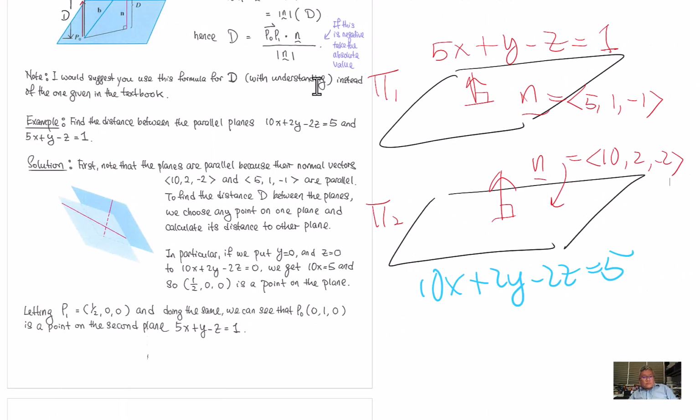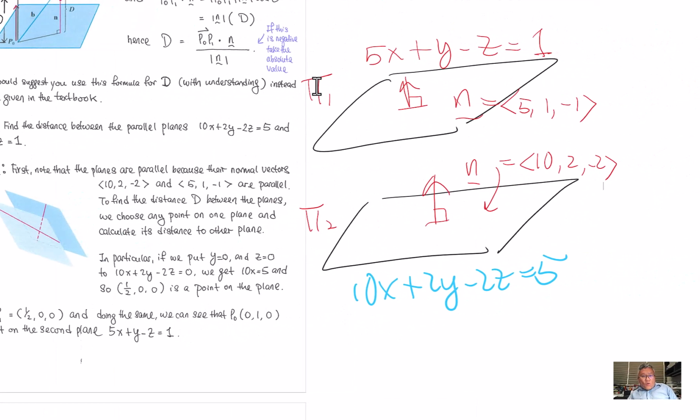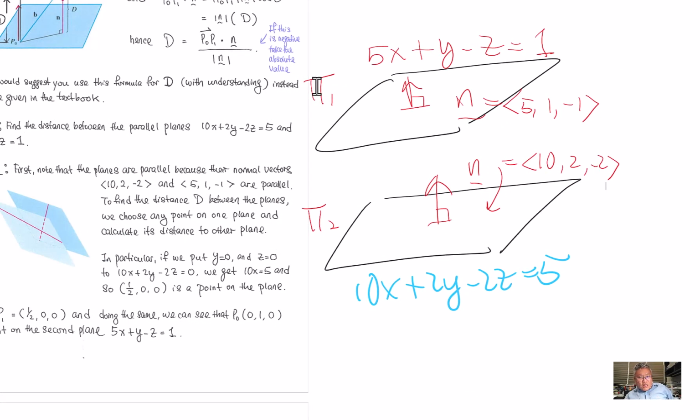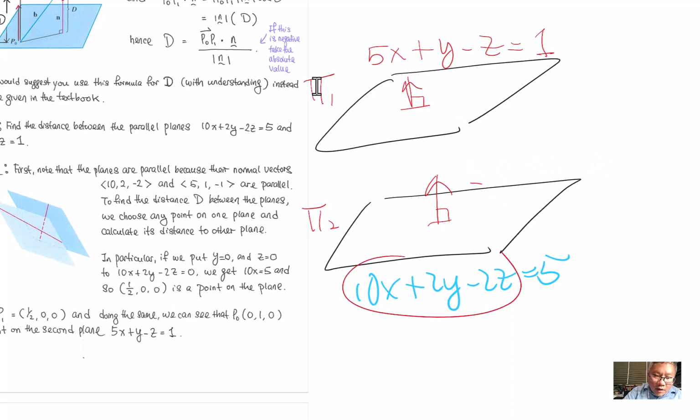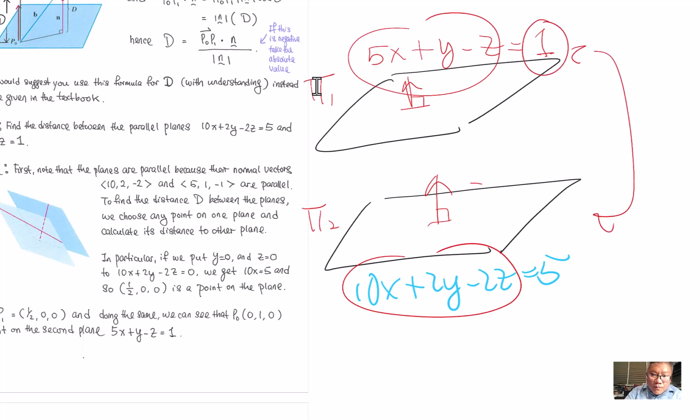All right, so back to this. They are parallel, but they are not the same plane. How do you know they are not the same plane? Well, look at this part here. This is 2 times this, right? So if they were the same plane, then this should be 2, but this is 5, so they are not the same plane.